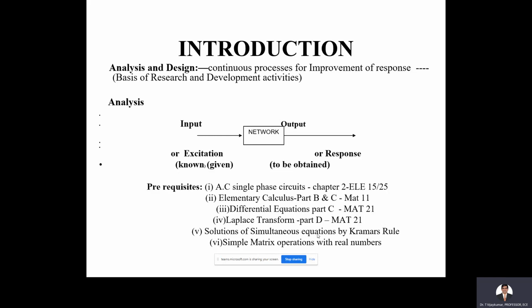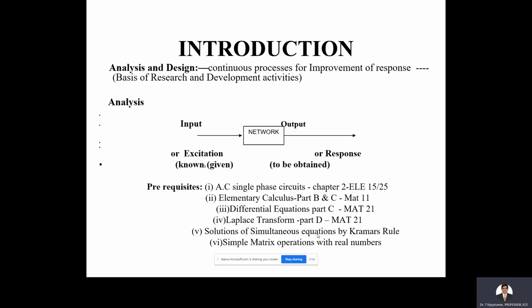To understand this subject, you need some prerequisites. That is, you have already studied AC single-phase circuits in electrical and electronics or in electric circuits in the first semester, and elementary calculus, which comes in mathematics, differential equations, which also come in mathematics, Laplace transform, which also comes in mathematics, and also solutions of simultaneous equations by Cramer's rule, and simple matrix operations with real numbers.